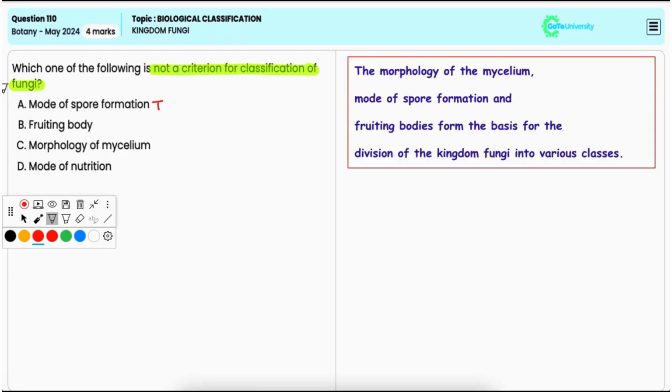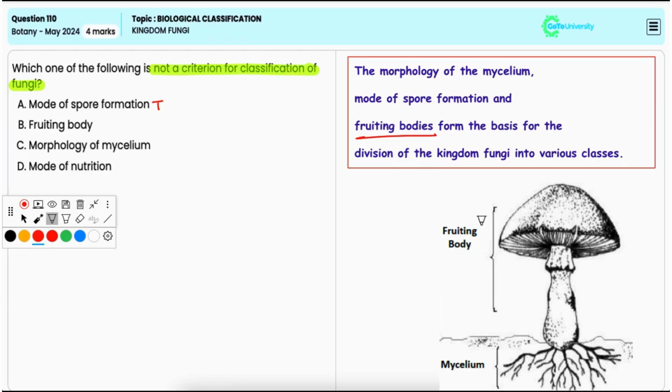Option B, fruiting body. Now, this is also a criterion because the structure and type of fruiting body are important features for classifying fungi, particularly groups like Basidiomycetes or Ascomycetes.